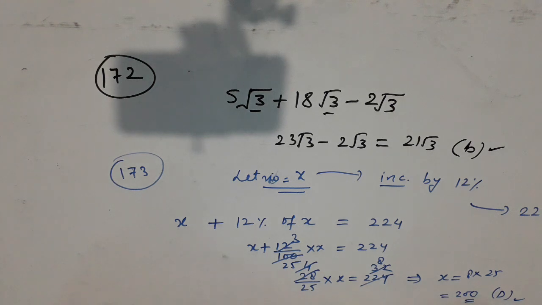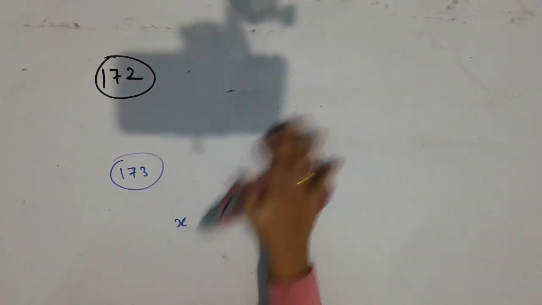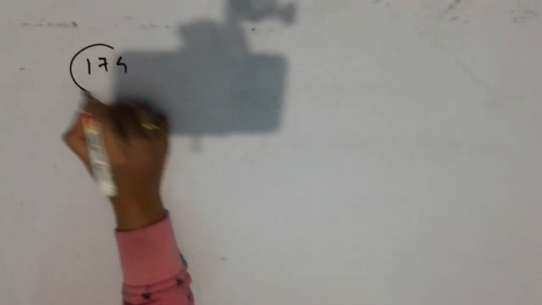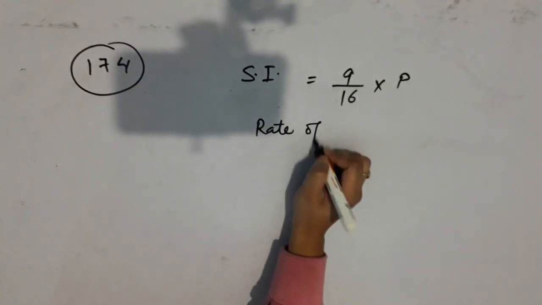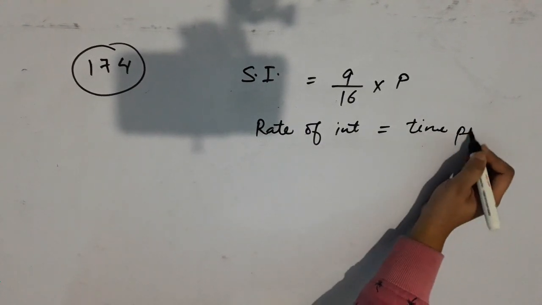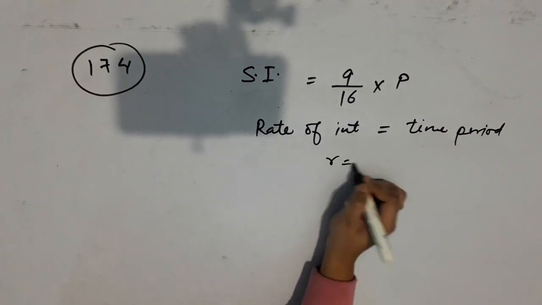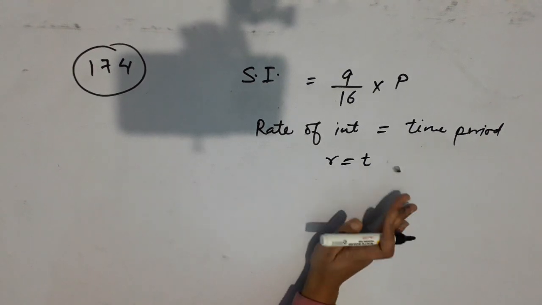Let's move on to the next question. Next question is 174. He has given that SI, the simple interest, is 9 by 16 of the principal, and the rate of interest is equal to the time period. So let's take R equal to T. You can take any R or T.